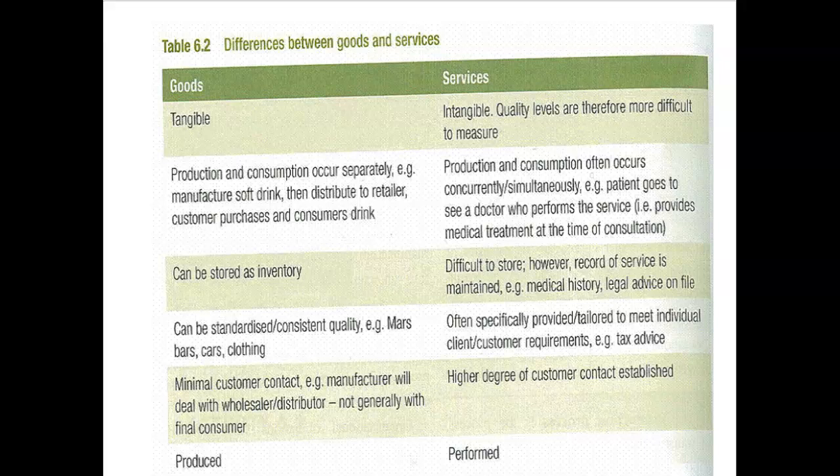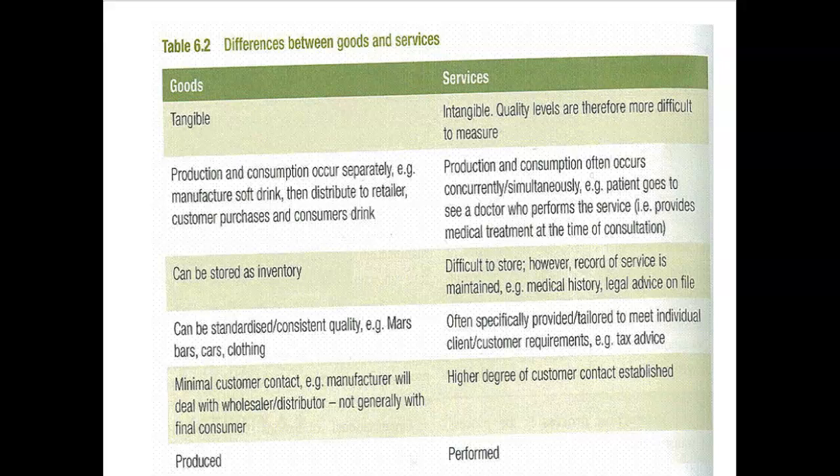couple more points. So first of all, we've got our goods, which are tangible on the left-hand side. On the right-hand side, we've got intangible services. So we've got quality levels are therefore more difficult to measure on the services side when you're talking about intangibles and the sale of labour. It's difficult to measure the service that's provided. Under goods, so we're looking at manufacturing of goods.